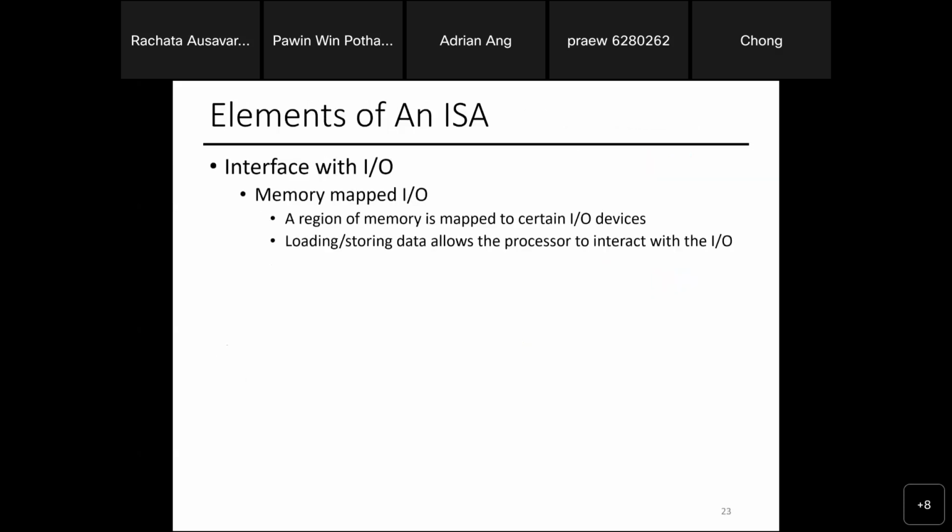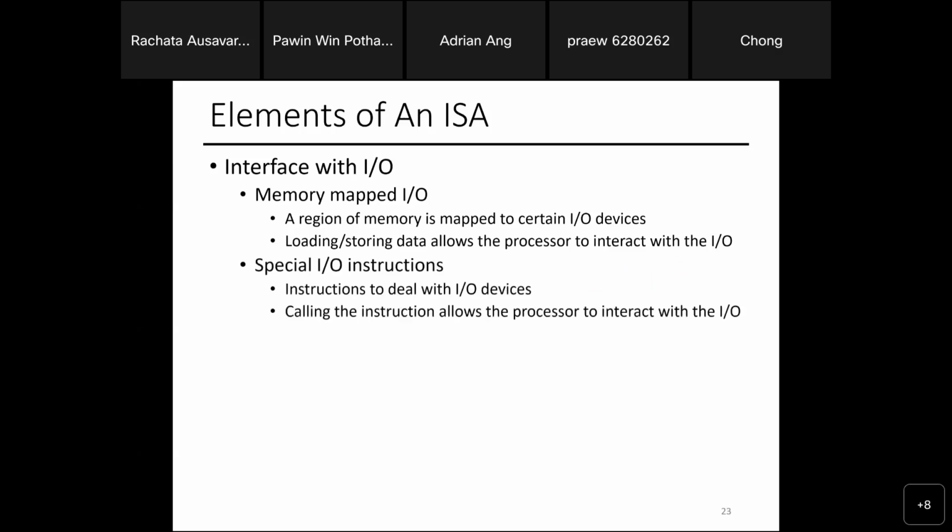How do you interface with I/O? Do you want to do memory mapped I/O? Basically it means that this part of your memory belongs to, for example, your monitor. Whatever value you put there, the monitor can come in and read from it and show something on your screen. And it only belongs to the process that draws something to the monitor. It has its own address space. Load and store of the data allow the processor to interact with these I/O. Or you want special I/O instructions that handle I/O devices.